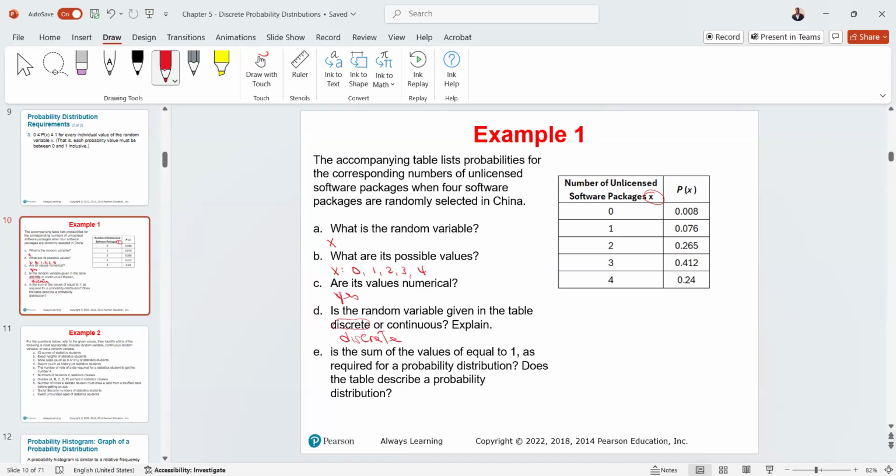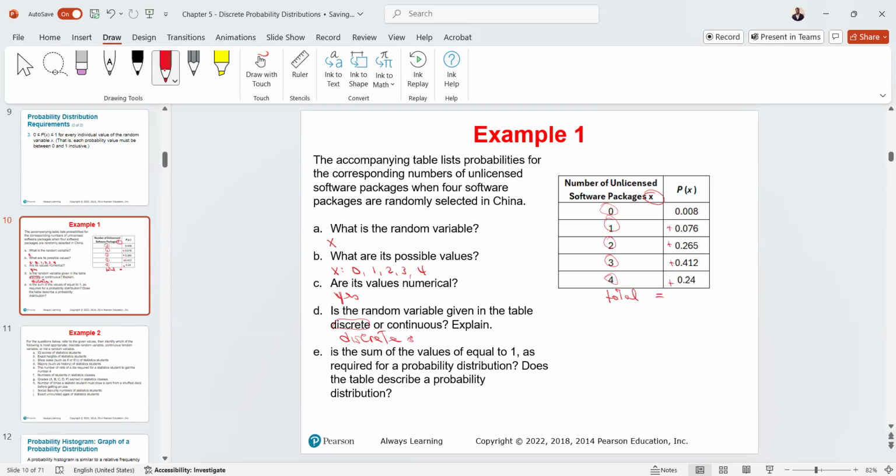Here, the random variable is discrete because it has 5 possible values, and 5 is a finite number. So you see, you have 1, 2, 3, 4, and 5 possible values, and that's finite. So we're going to stop there. Is the sum of the values equal to 1? All you need to do is add everything together: this one plus this one plus this one plus this one plus this one.